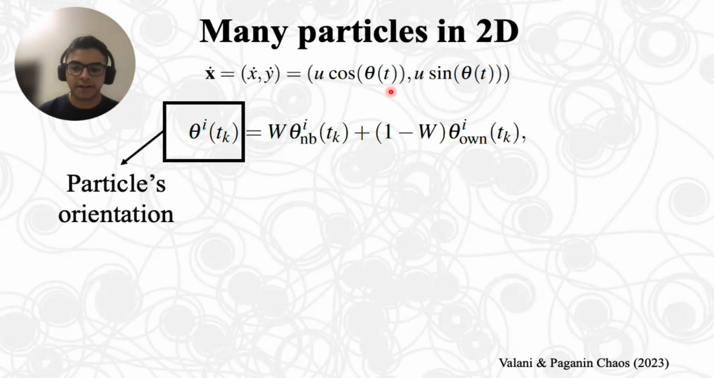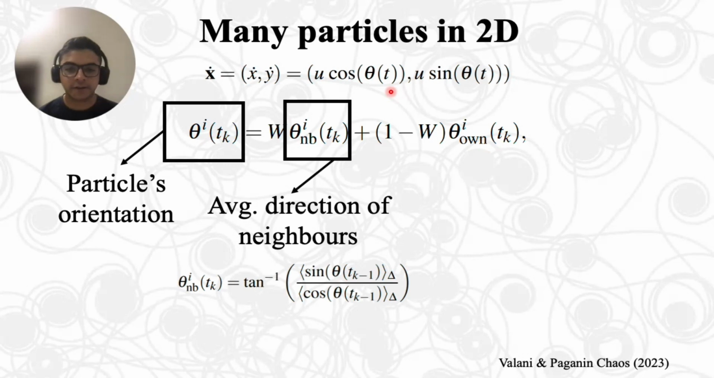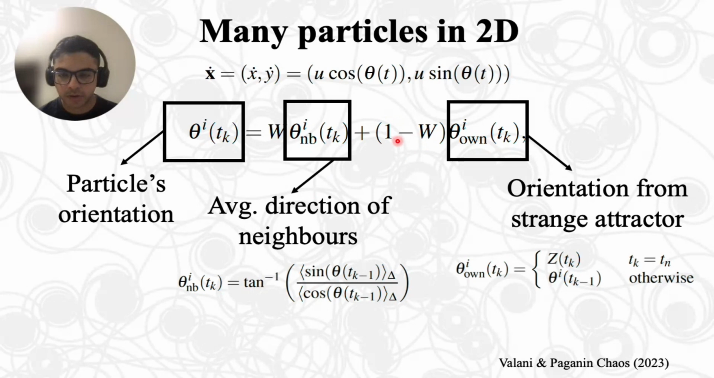Each particle's orientation has one aspect where it tries to align in the average direction of its neighbors, and this has some weight W. And then also with the remaining weight 1 minus W, the particle tries to orient in the direction that its own internal Lorentz strange attractor is telling it to. So we have competition between these two effects: a Vicsek-like aligning interaction with the average direction of its neighbors, and then the particle's own internal orientation coming from the internal strange attractor.